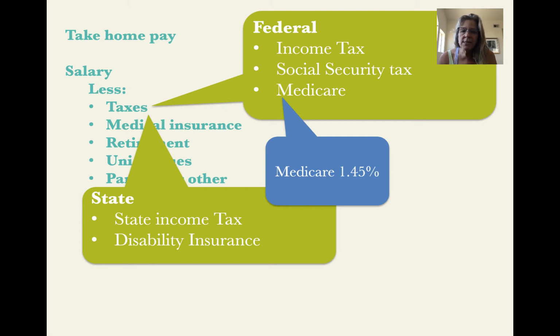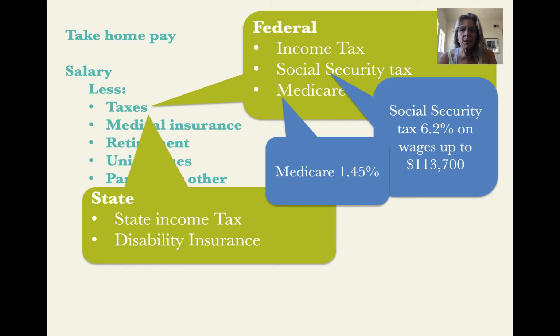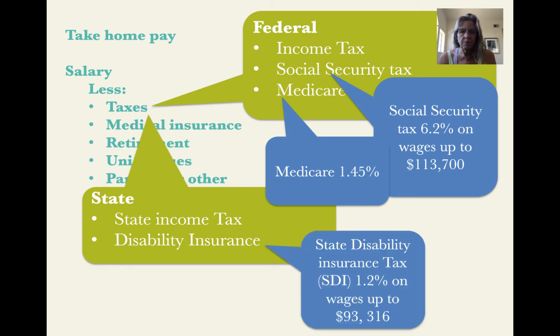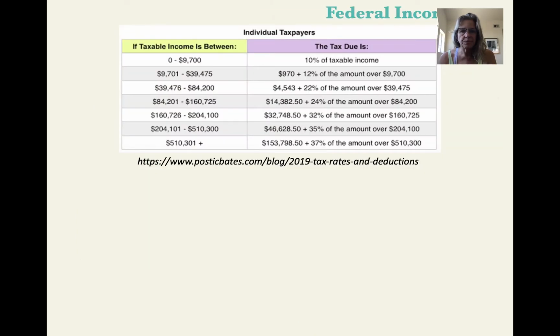Medicare is always 1.45%, and that's paid by both the employer and the employee. So you will see this deduction out of your paycheck. The same is true for Social Security, except the rate is 6.2%, and there's a limit of $113,700. And this tax is paid by both the employer and the employee. State disability insurance is 1.2% on the first $93,000 of income. So we'll go ahead and calculate all of these.